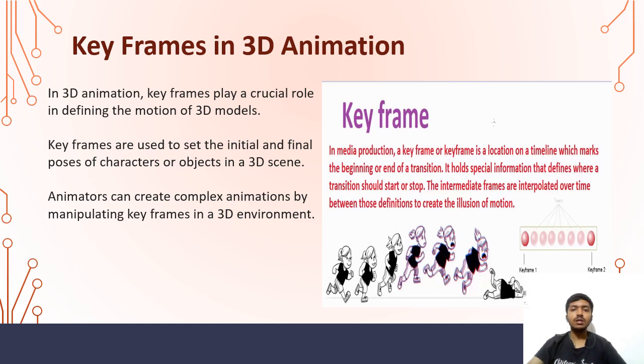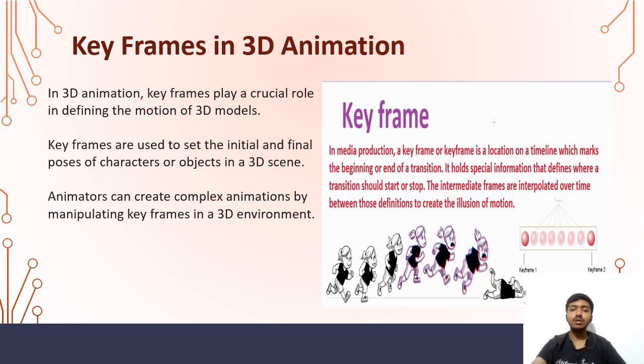In this slide, let's talk about the keyframes that are used in 3D animation. In 3D animation, keyframes play a crucial role in defining the motion of the 3D models. Keyframes are used to set up the initial and final poses of characters or objects in a 3D scene. Animators can create complex animations by manipulating the keyframes in a 3D environment.